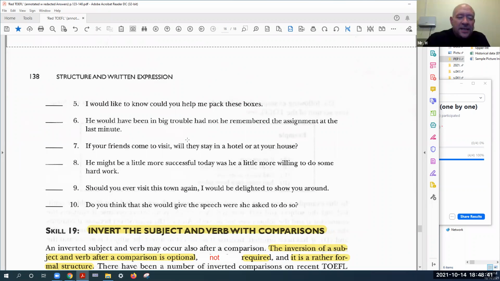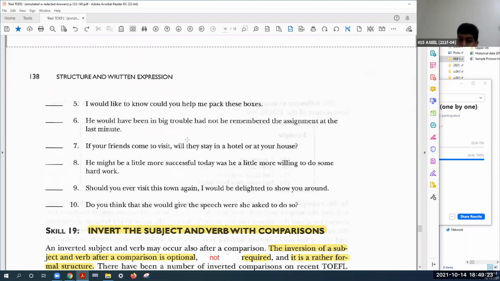Are you ready? Okay, let's find the verbs and subjects. Let's find not the main clause, but the conditional clause. Can you find it? Help. Sorry, I couldn't hear you. Help is the verb. Only help.